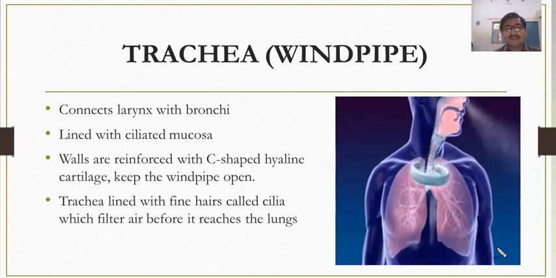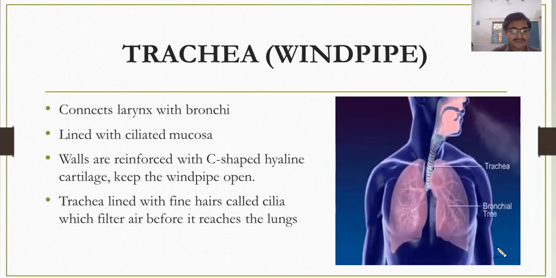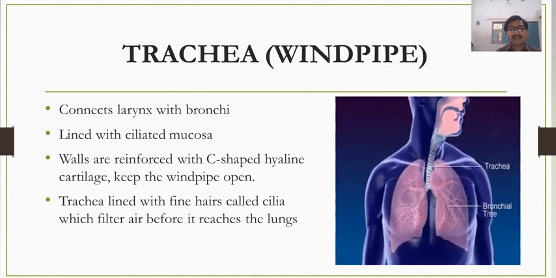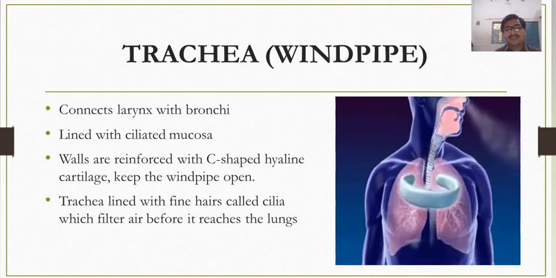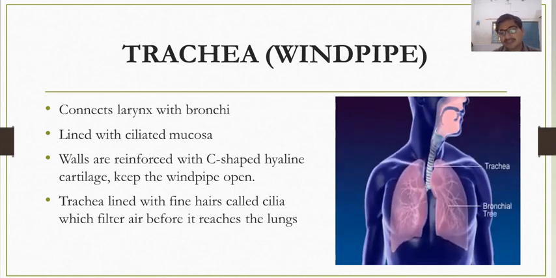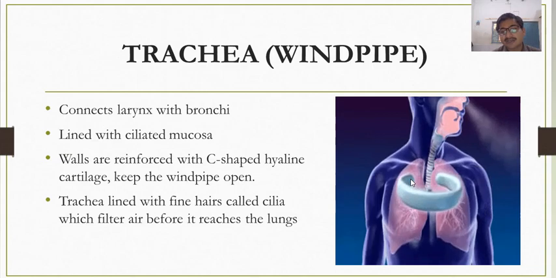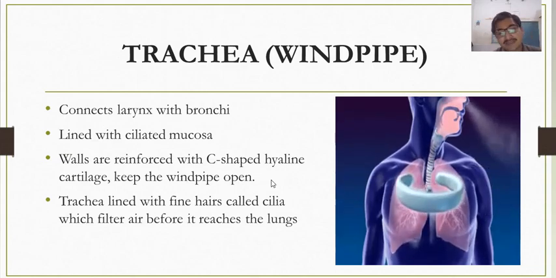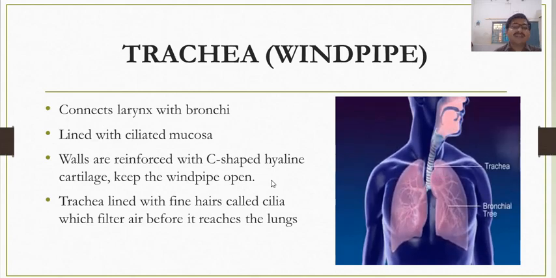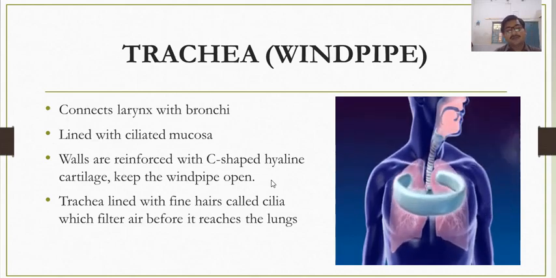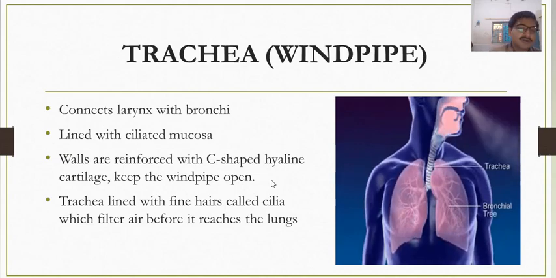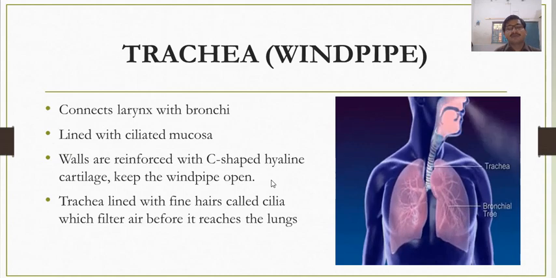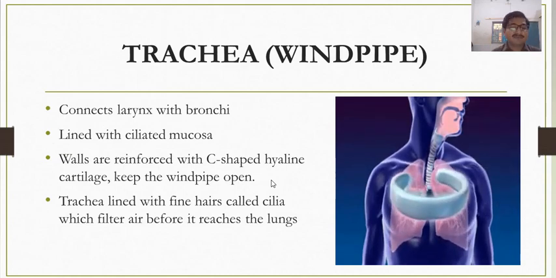Trachea. The trachea is known as the windpipe. The trachea is a tube which runs from the larynx up to the bronchi, and it is supported by C-shaped cartilage. As you see in the animated figure, the C-shaped cartilage is supporting the windpipe. Why is it C-shaped? In order to prevent the tube of the trachea from collapsing. And why is it not a complete circle at the back? Because at the back it gets support from the vertebral column.